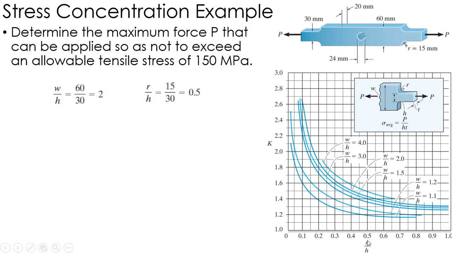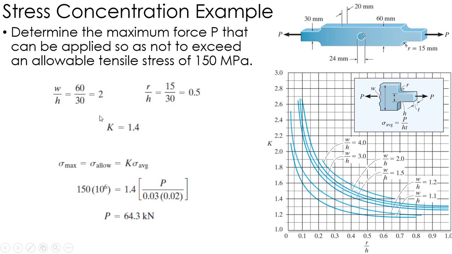R over H, which is across the bottom here, okay? My radius is 15. And again, my H is the smaller one, so that's 15 over 30. That means I have an R over H of 0.5, which is right here. So what I'm looking at is where this intersects with the W over H equals 2 curve, which is right here, which hopefully you follow across and recognize that K is 1.4. So that's my stress concentration given these dimensions at the fillet.